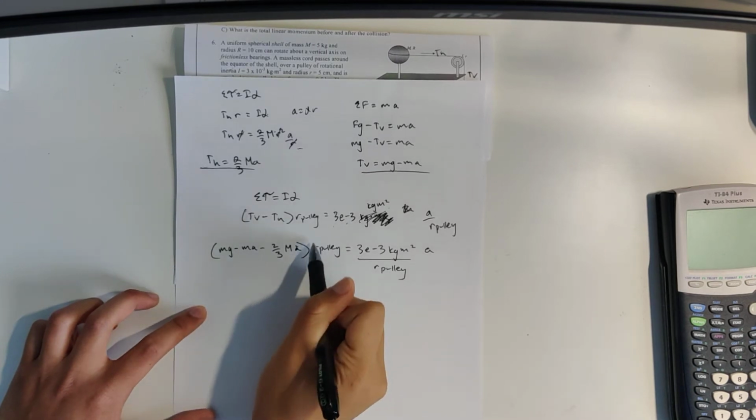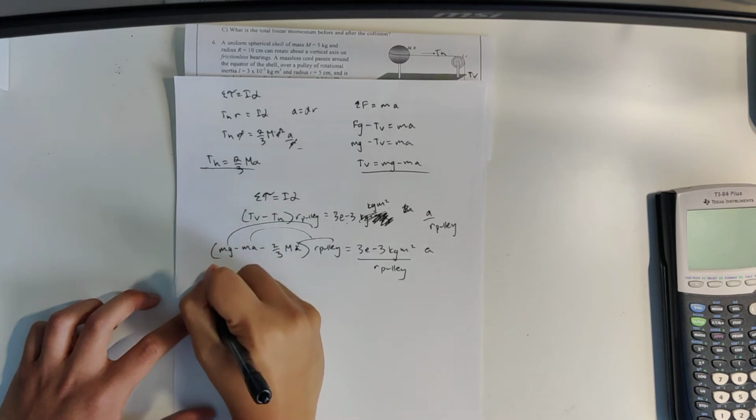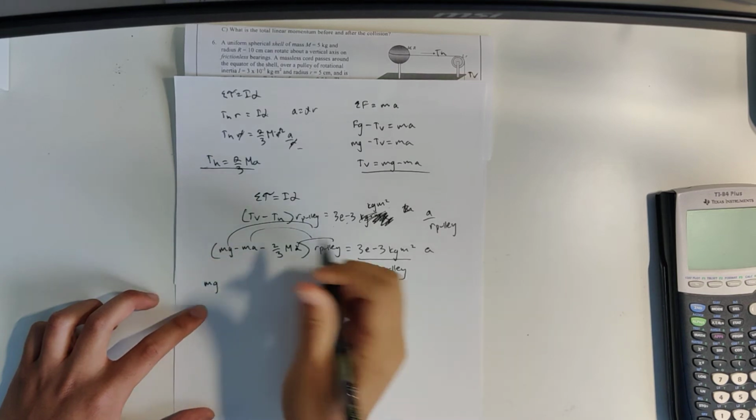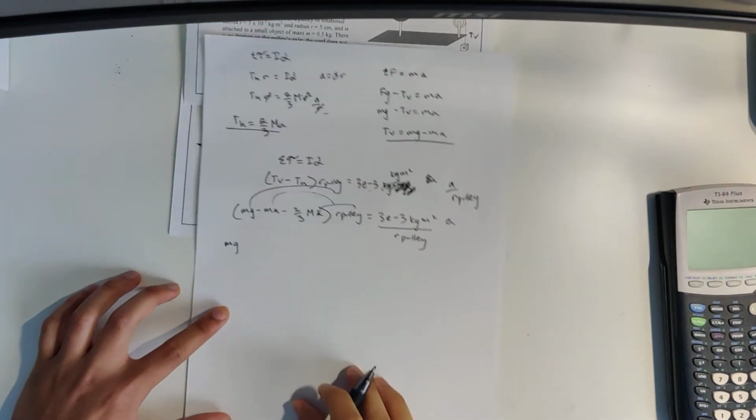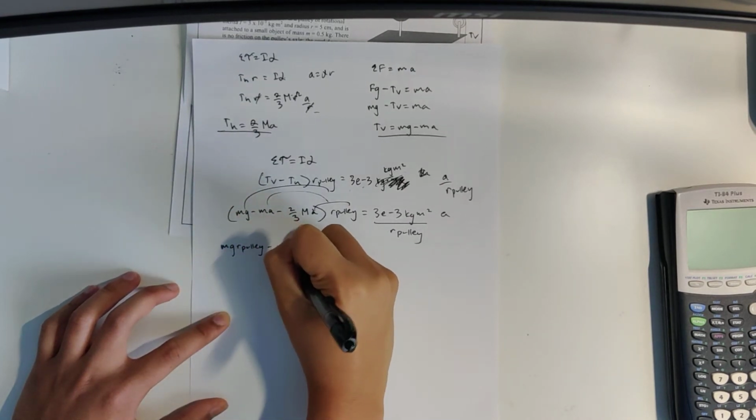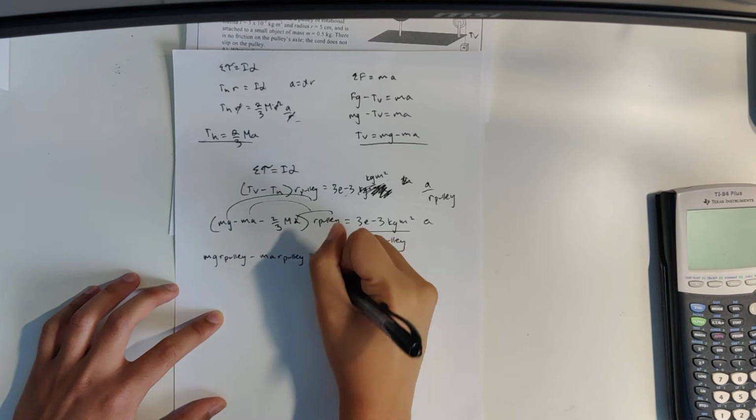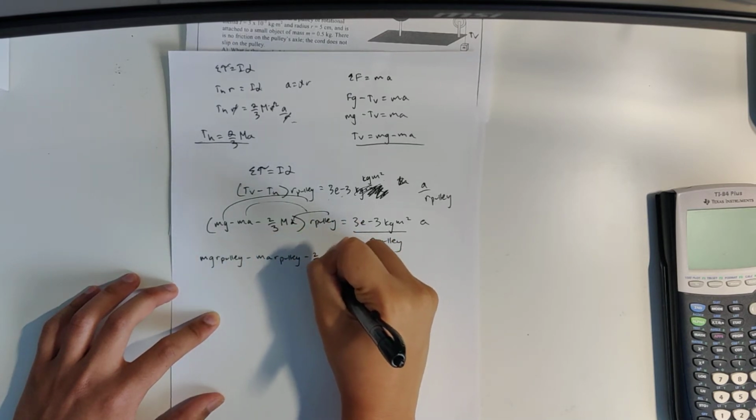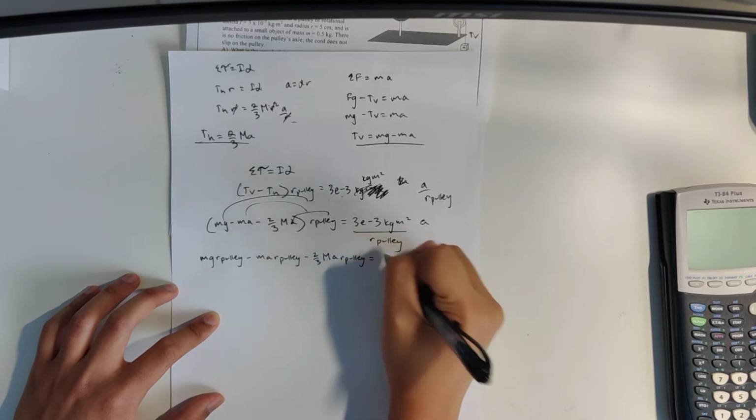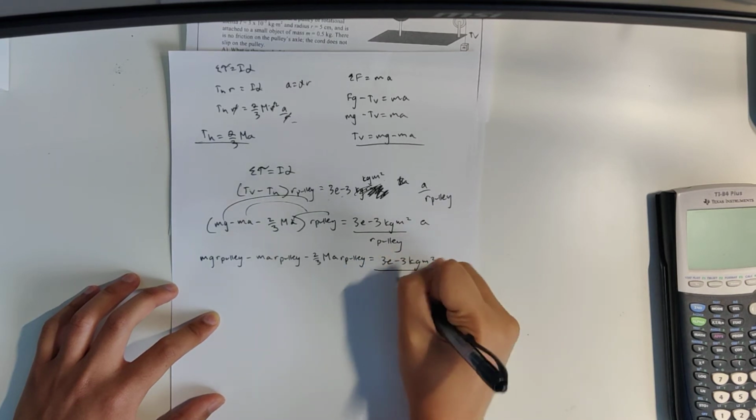So what I would do next is distribute in the R pulley to each of the terms. At this point, mg R pulley, let me make sure you guys can read that, mg R pulley minus ma R pulley minus 2 over 3 M a R pulley equals the I value times A over R pulley.